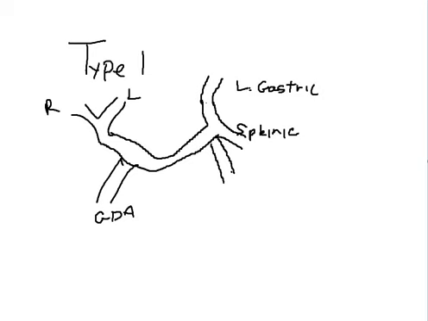Just for a quick review, type 1 hepatic arterial anatomy. The celiac artery gives off the left gastric, splenic artery, common hepatic, proper hepatic with the gastroduodenal artery takeoff, right and left hepatic artery. This is present in somewhere in the 55 to 70% range, depending on which autopsy study you read.